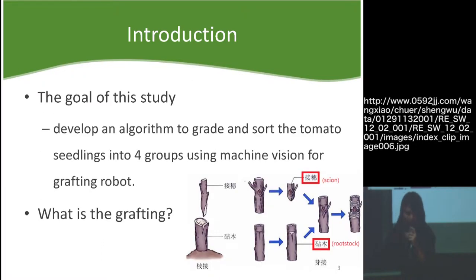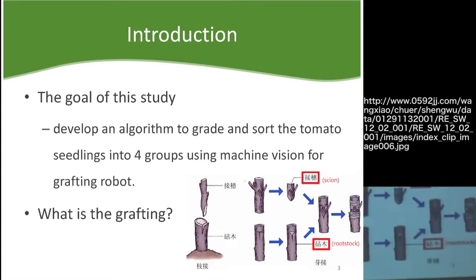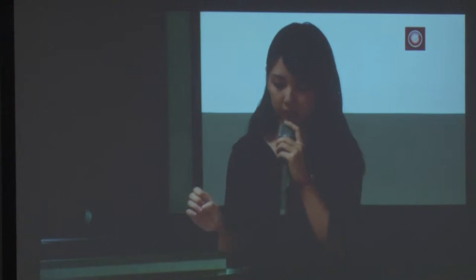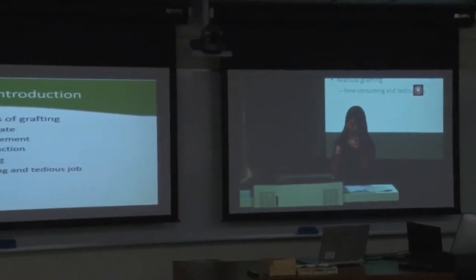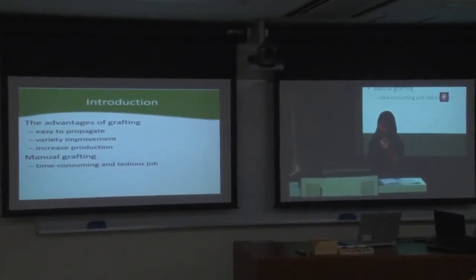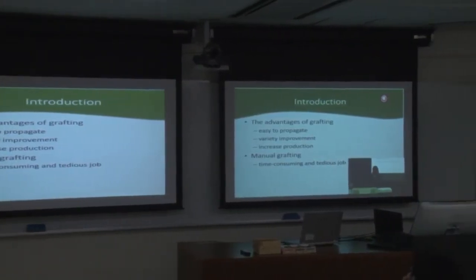The main purpose of this research paper is to develop a grading and sorting algorithm for a fully automatic grafting robot. In this paper, we will grade and sort the tomato seedlings into four groups using machine vision for these grafting robots, to make the seedlings to be grafted more precise and faster. In the past, we grafted plants by hand, and it is a time consuming and tedious job, even for skilled workers. So this is the scope of this study.